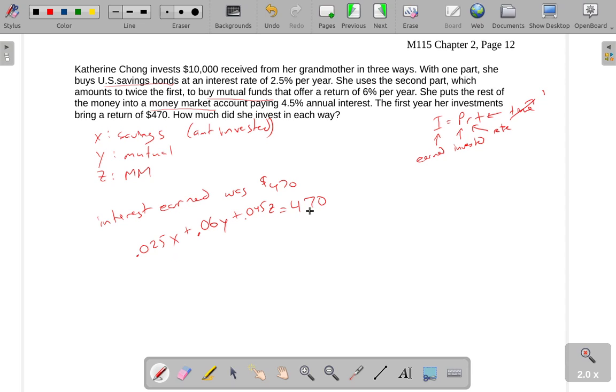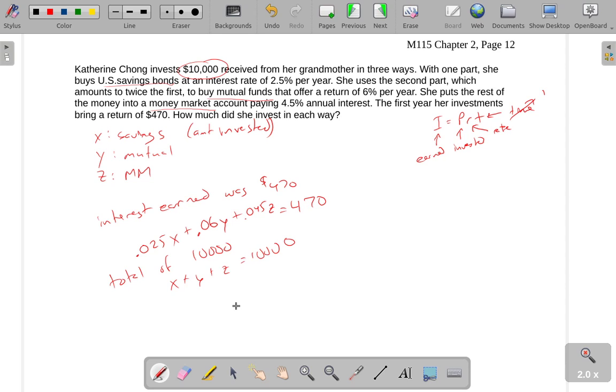That whole equation is saying that statement. So now I can basically ignore anything that has to do with interest, and I need to find 2 more statements. I didn't use the fact that there's $10,000 total here. Well, a total of $10,000 means x plus y plus z equals 10,000.